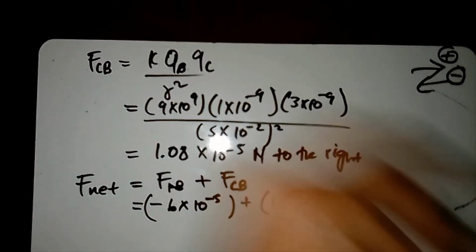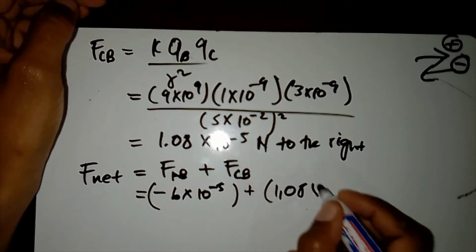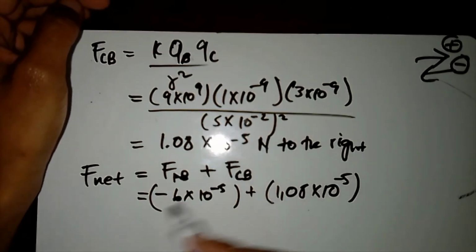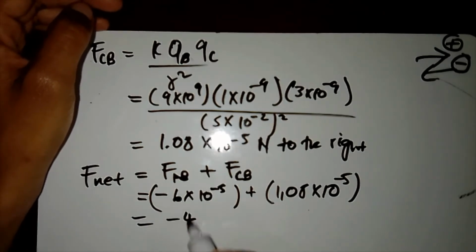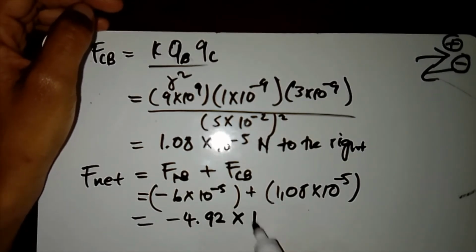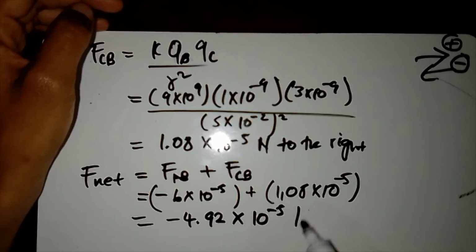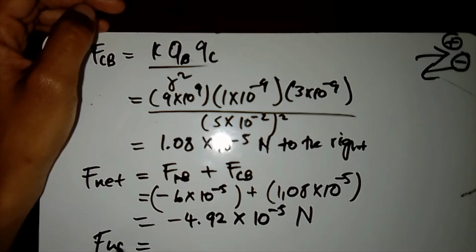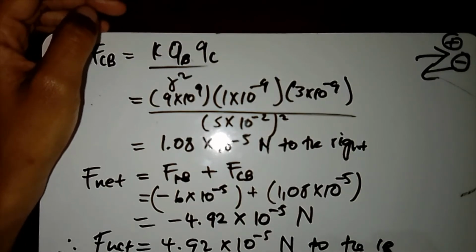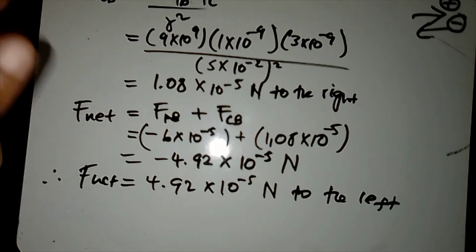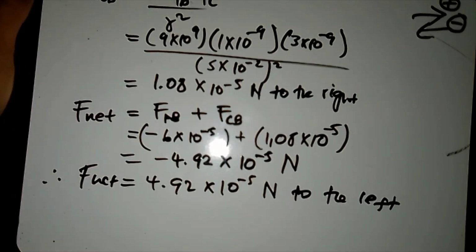1.08 multiplied by 10 to the power of minus 5, and this is going to give you a value of about negative 4.92 multiplied by 10 to the power of minus 5 newton. It's negative. What does it mean? That value F net, therefore F net is actually equal to 4.92 multiplied by 10 to the power of minus 5 newton to the left, right? So that is what that thing is essentially telling us.